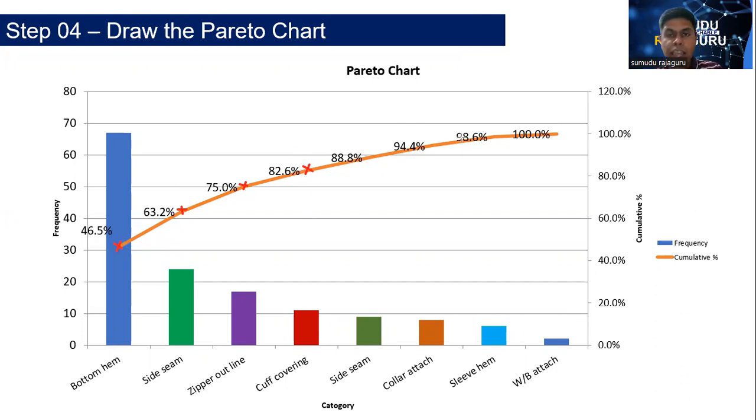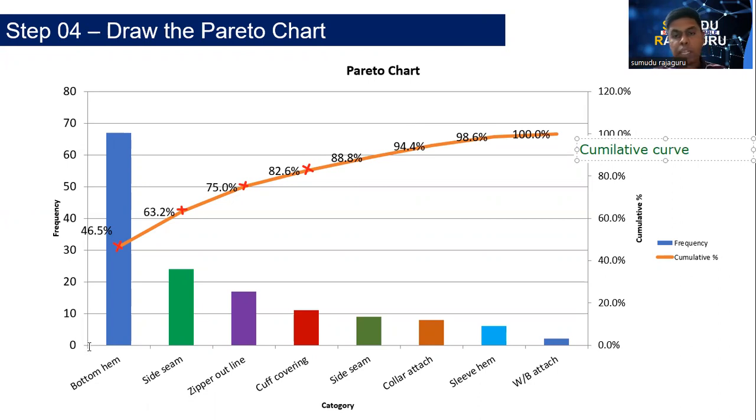After marking all the points, we can draw this curve. This is actually a freehand curve. It has to be very smooth. If not, the final decision can depend on the smoothness of the curve. This curve we call the cumulative curve. Okay.